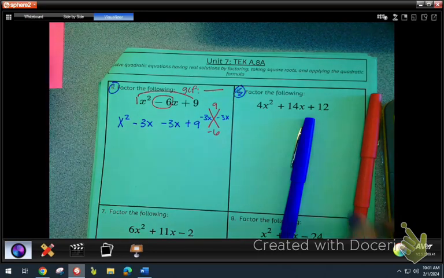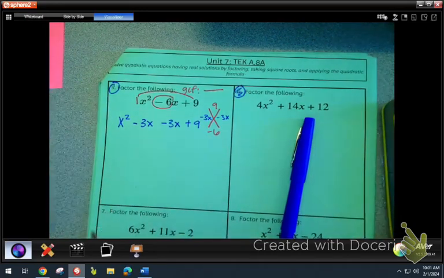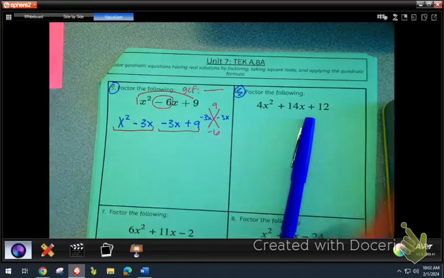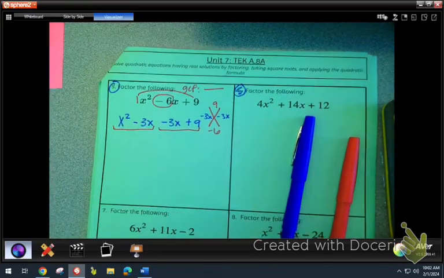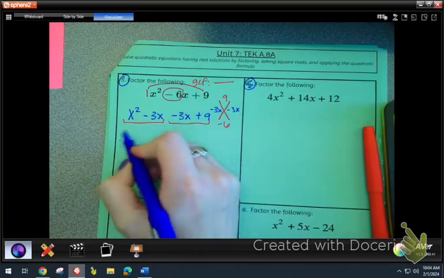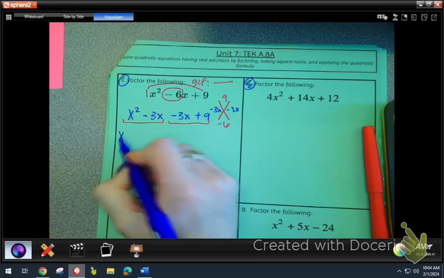Then we just do the little grouping, which you've done before. So I want you guys to go through and group it. Let's get a final answer. Go. Okay, first group. What do we take out? Miles. x. What's left?